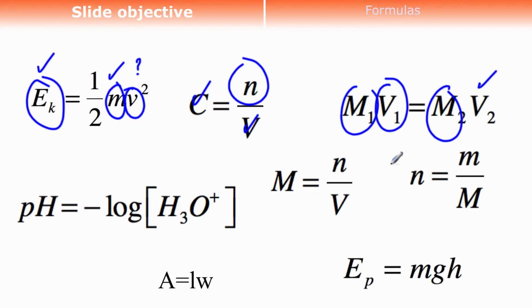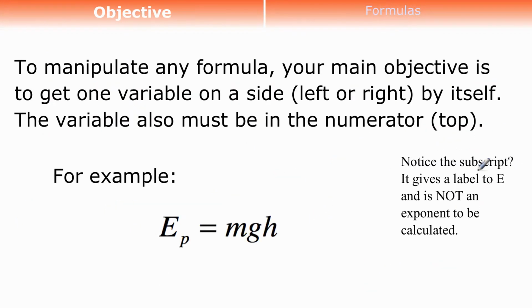rules or principles that can help us manipulate the formulas and then solve for a specific variable. So, what our main objective is when we have an equation like this or a formula like this is to get one of the variables on a side, doesn't matter left or right side, but it has to be by itself, and it has to be in the numerator or on the top. So for example here, if I wanted to solve this equation for m, I have to get rid of the g and the h. Here's my equal sign, there's sort of my dividing line. If I want to solve this for m, I have to get rid of the g and the h.